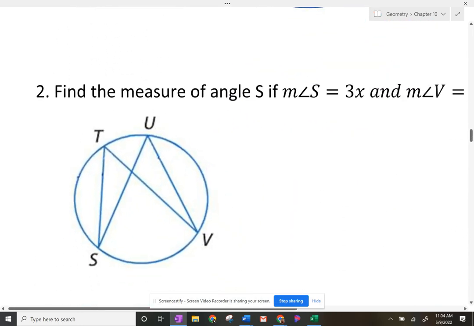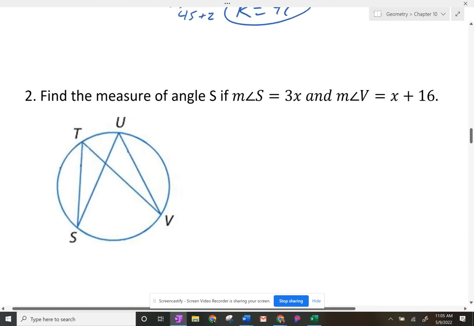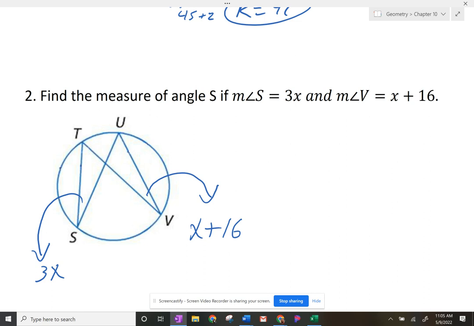I want you to do this one then. It says angle S equals 3x. Angle V, this one over here, is going to equal x plus 16. Do they share an arc? Yeah, they both share TU, right? So go ahead and solve for angle S. So I want you to do angle S equals.